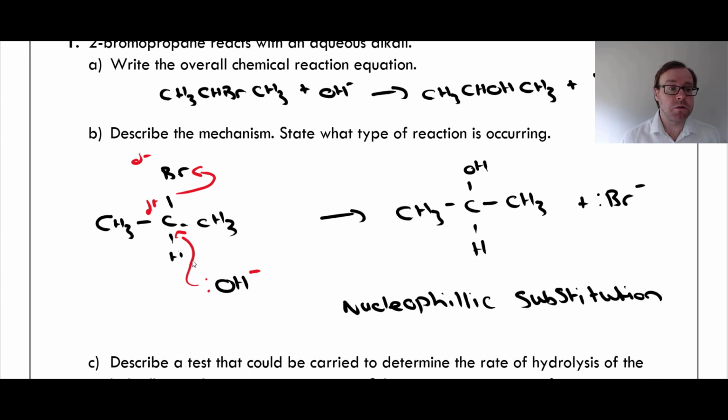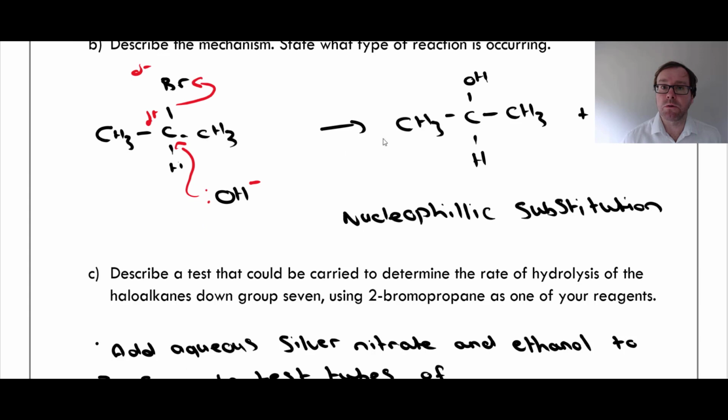Describe the mechanism, state what type of reaction is occurring. So I've shown you the important things you need to include using the red arrows, so my dipoles, forming the dative covalent bond with the hydroxide ion, and then breaking the C-Br covalent bond via heterolytic fission. And we call this nucleophilic substitution.